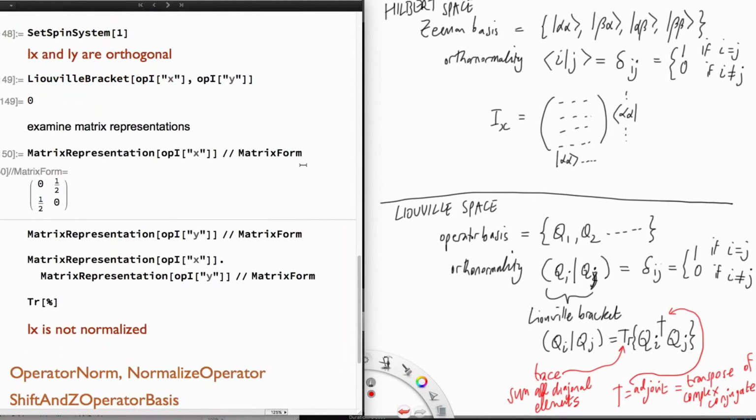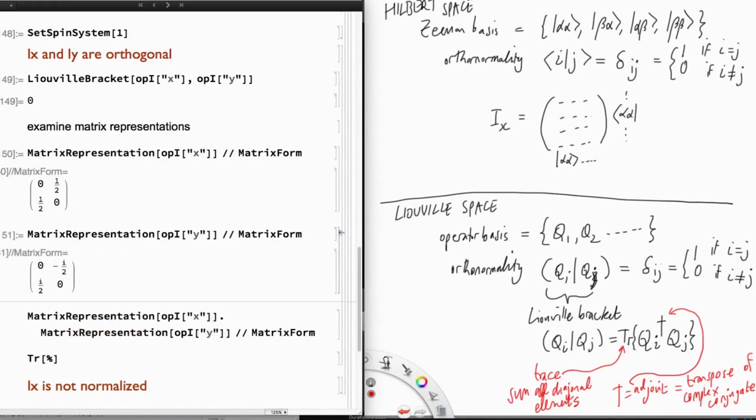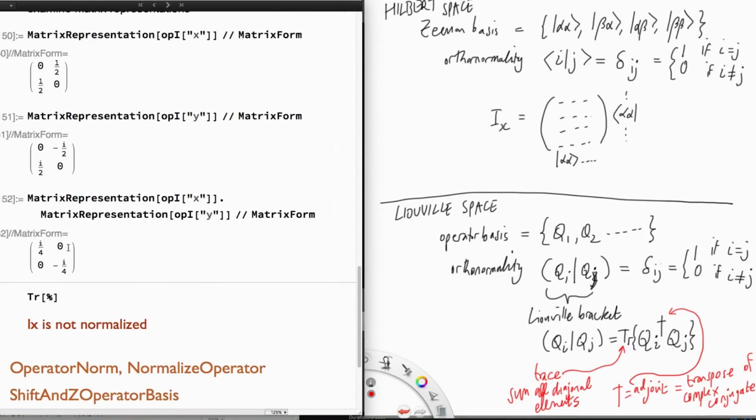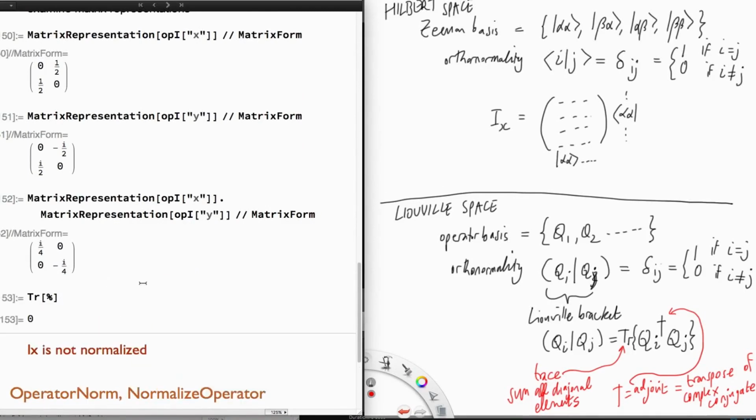We can break that down into its components. If we take the matrix representation of Ix, it looks as follows there. If we take the matrix representation of Iy, it looks like that. If we take the product of those two matrix representations, we get that, and you can see that the diagonal elements are opposite in sign. So the trace is 0.